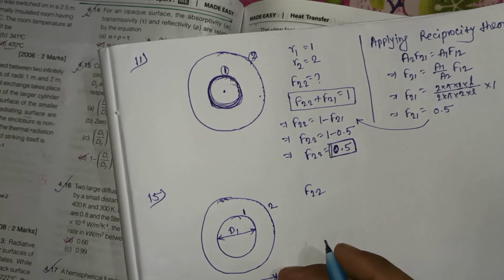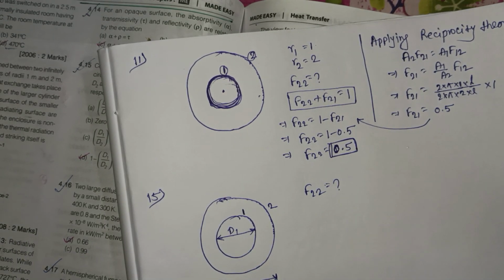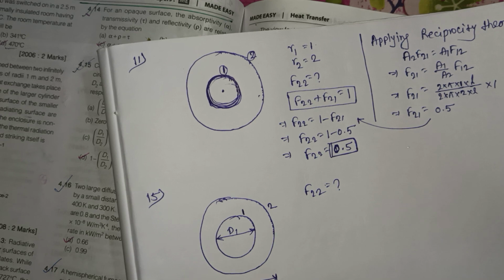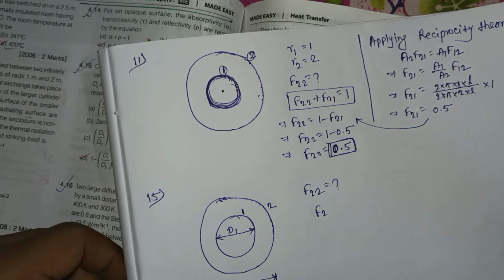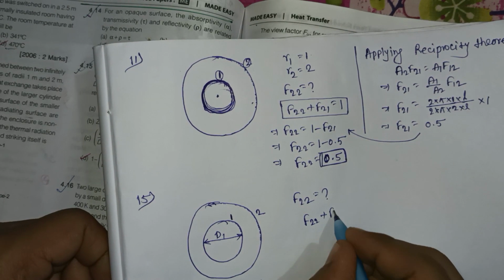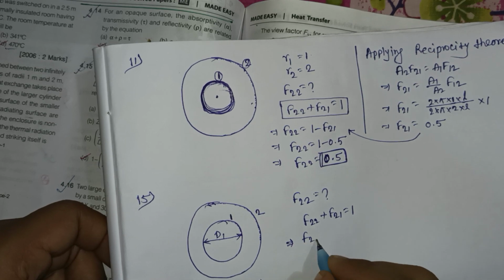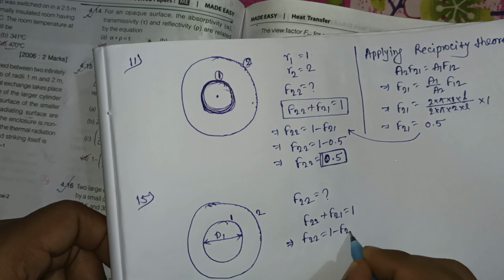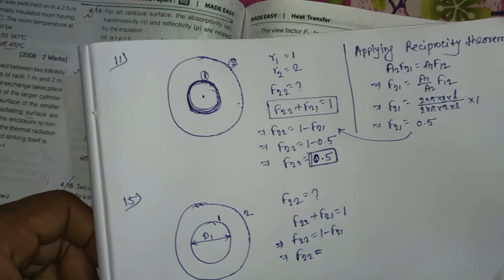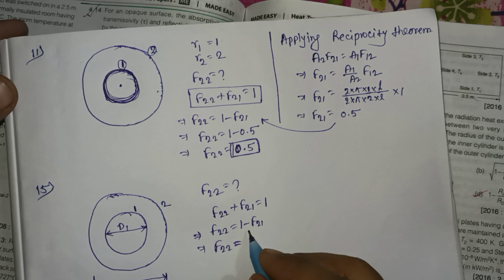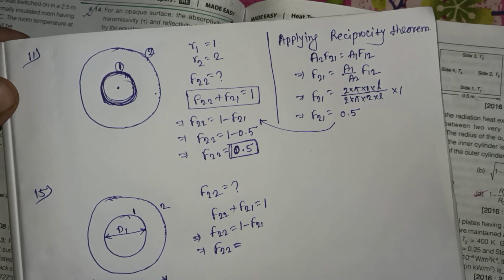So how do you calculate this value F22? From the view factor formula, F22 plus F21 is equal to 1. From here, F22 is equal to 1 minus F21. So what is the value of F21?